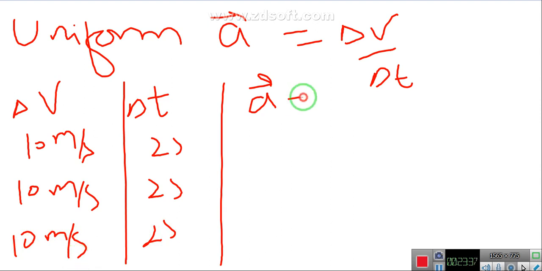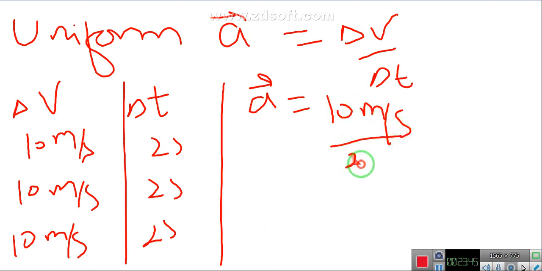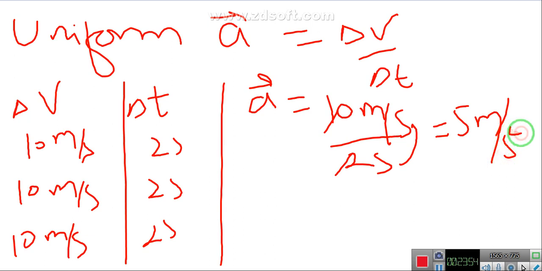So in acceleration now, velocity is 10 meters per second divided by 2 seconds. So this will be 5. Meter per second is divided by seconds, so it should be meter per second square. So the unit of acceleration is meter per second square. Again the second one, divide 10 by 2, again it will be 5 meter per second square. So this is called uniform acceleration.